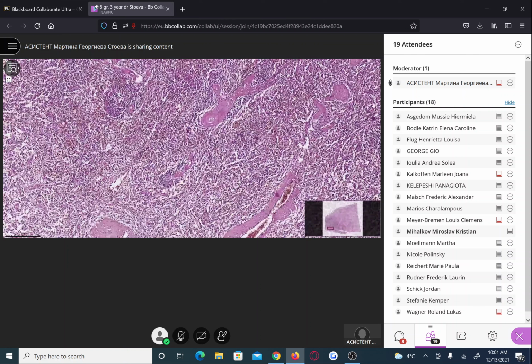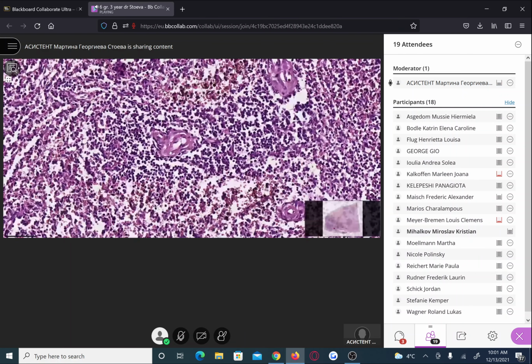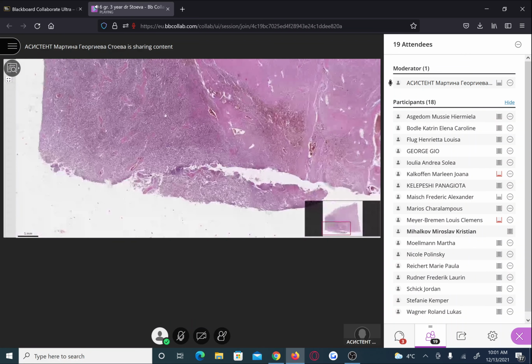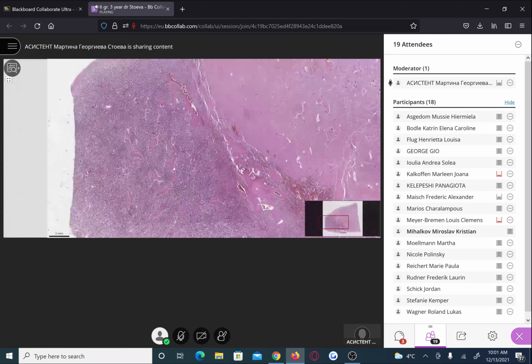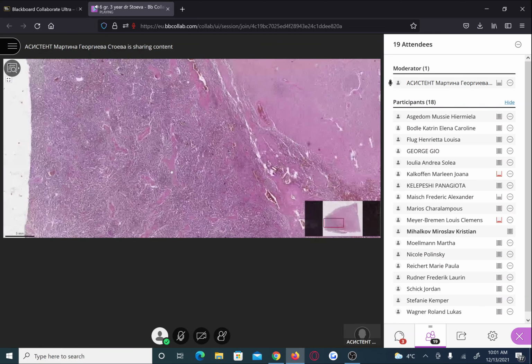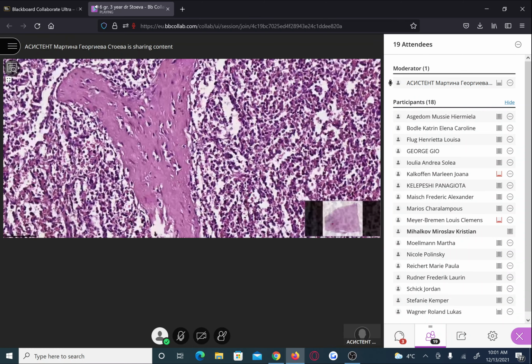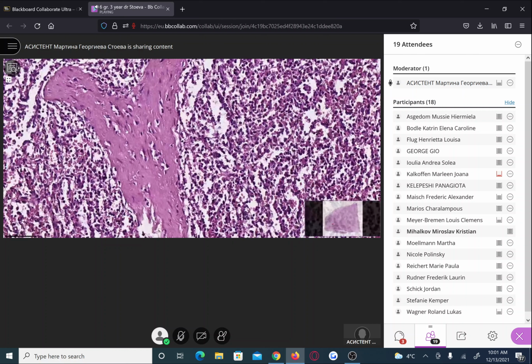Here again, there is a follicular structure with centrally placed arteriole. Another characteristic morphological finding in the spleen are the spleen trabeculae. These pinkish, elongated structures, these are the trabeculae. When we zoom in, we can see that they are composed mainly of smooth muscle cells intermixed with fibroblasts.